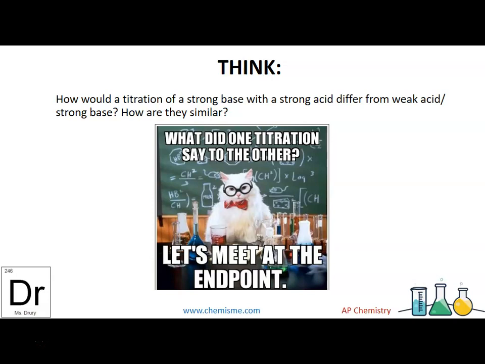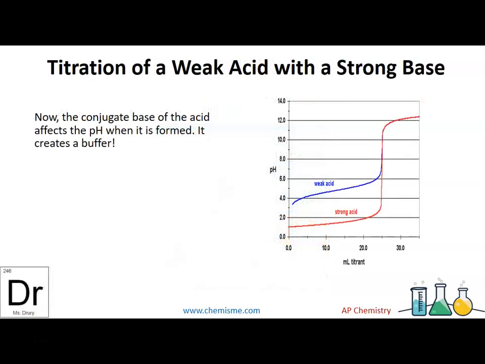So think, how would a titration of a strong base and a strong acid differ from a weak acid and a weak base? How are they similar? So they're going to both have an endpoint. We need to know when they neutralize one another. So there will still be a need for some kind of indicator or pH probe that tells us when to stop titrating, right? So we still have all those words of standardization and neutralization, equivalence, and endpoint. But their endpoints might not be 7. So let's get to that.